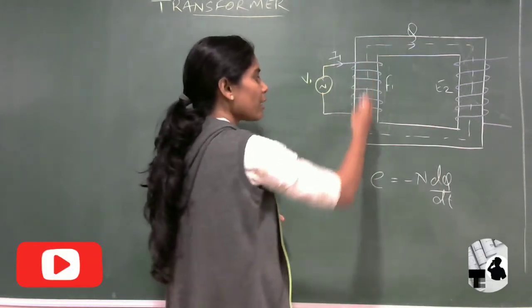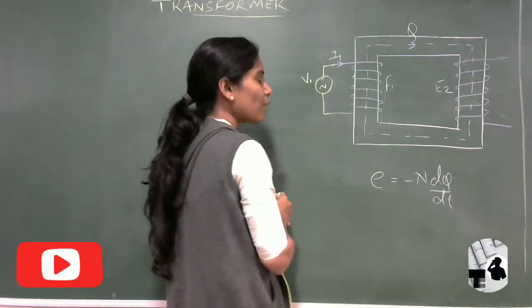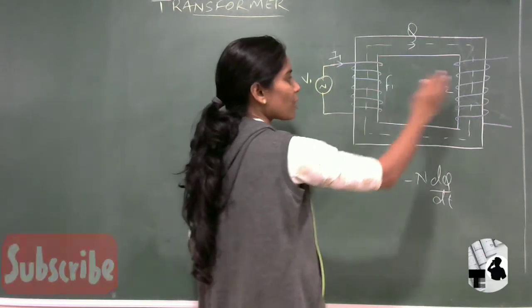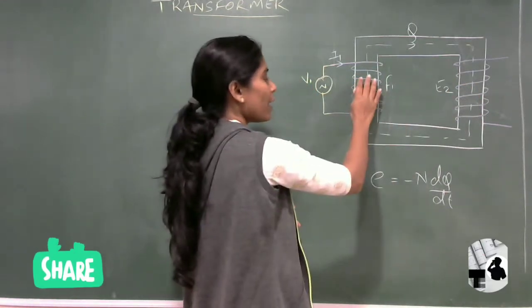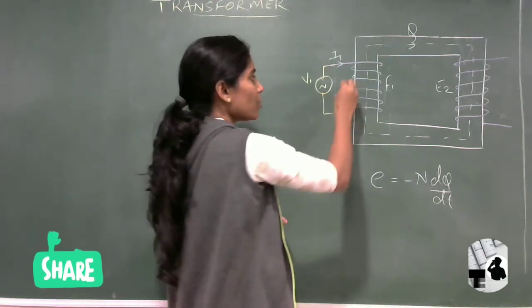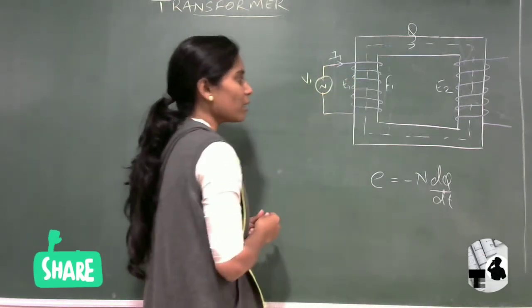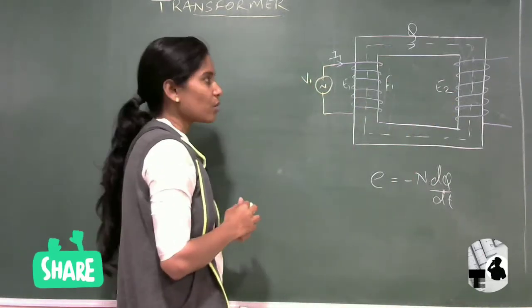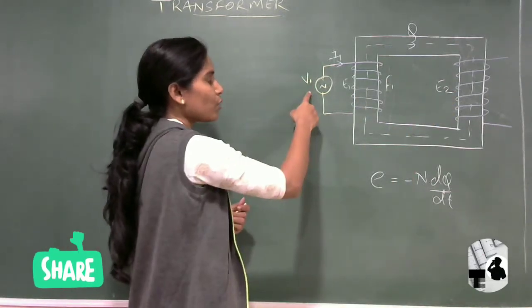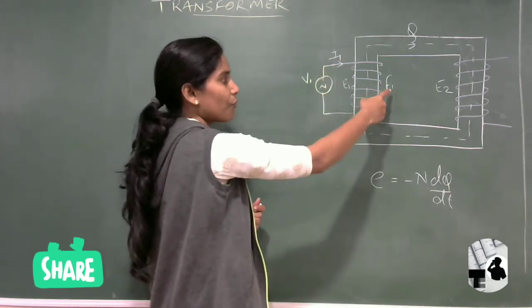When it links with the primary coil, the same effect happens as with the secondary coil. That means we will get some EMF at the primary side also, here E1, the same concept as for E2. So we have seen that by applying the voltage V1, we got I1 and then F1, that is MMF.